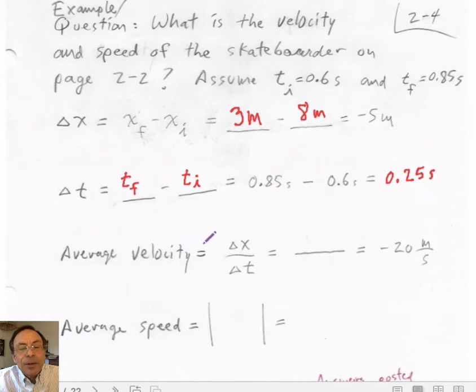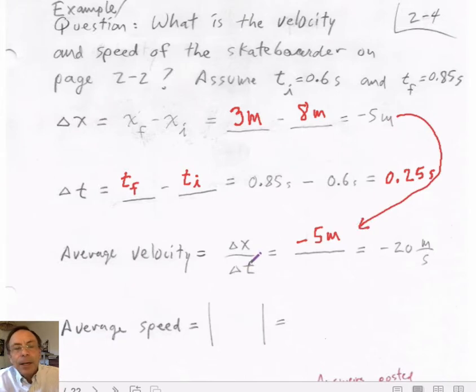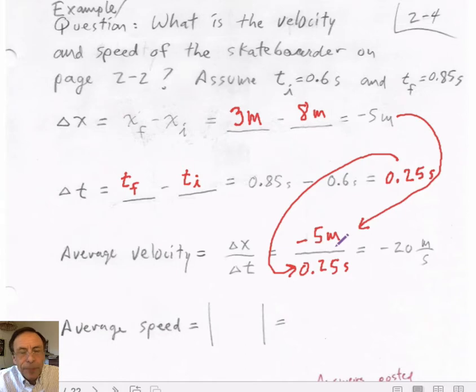Okay, so now the average velocity. Delta x over delta t. So we've got delta x is -5 meters, coming from there. And delta t is 0.25 seconds. So that's this right there. And okay, so dividing by 0.25, well, 0.25 is a quarter. When you divide by a quarter, it's like multiplying by 4. 4 times 5 is 20. And don't forget the negative sign. So our average velocity for the skateboarder is -20 meters per second.